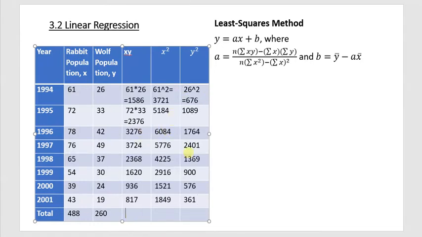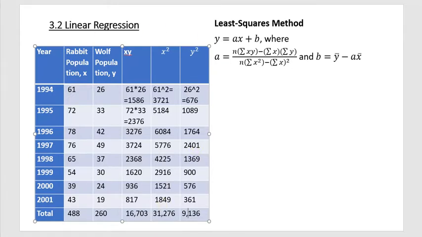Okay, double check the numbers that you got, and then we're going to add these up. So 1586, 2376, 3276, 3724, 2368, 1620, 936, 817, and we're going to get 16,703. I'm going to go ahead and do that for the other two. Okay, and that's what I got.